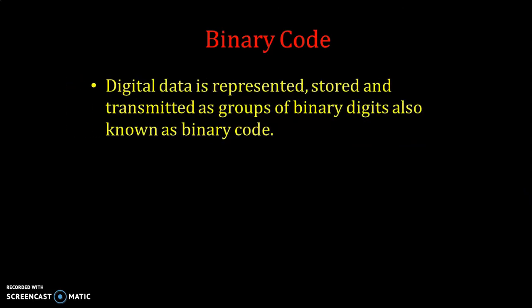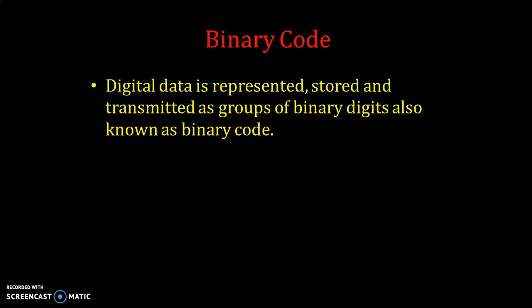So let us define what exactly we mean by binary code. We know that all the data is known as digital data. Digital data is represented, stored, and transmitted as groups of binary digits, also known as binary code. We do the encoding, and at the end, after receiving the data, we do the decoding. Sometimes we store data, and this group of binary digits is known as a binary code. To know the exact value or what it represents, we should know which type of binary code we have used.